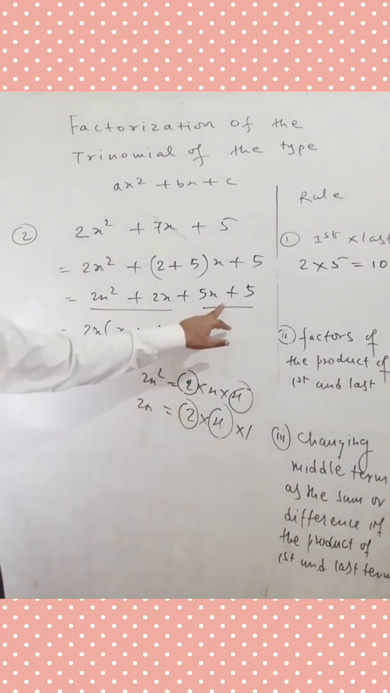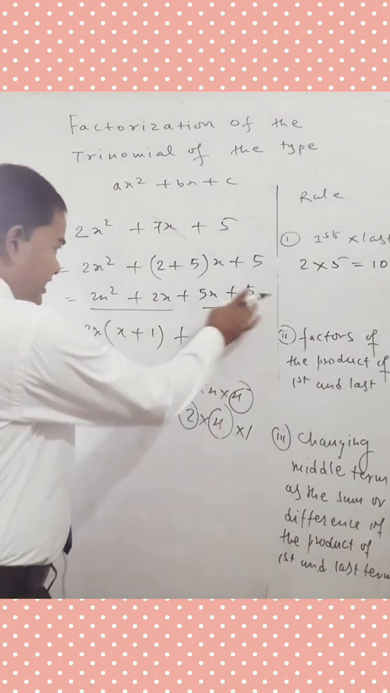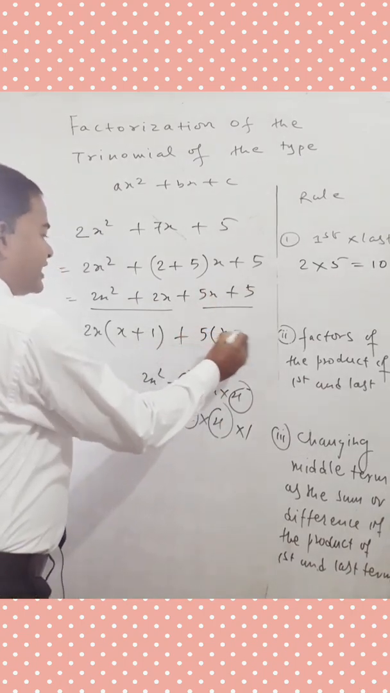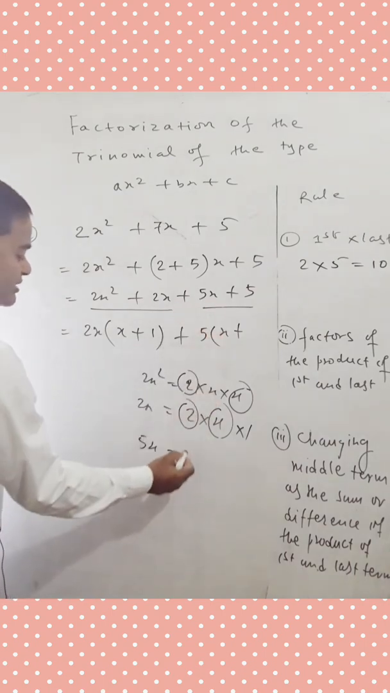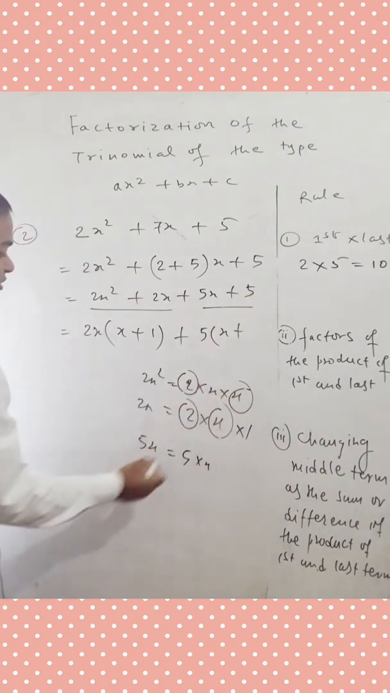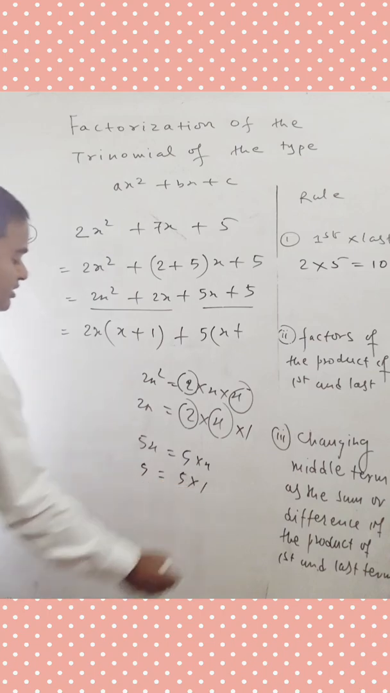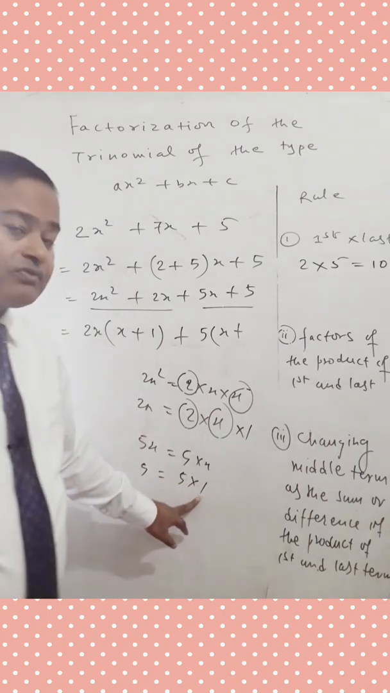So dear students, now let's take common from the second group. From the second group we can take 5 common. Then 5x we can write as 5 into x, and this 5 we can write as 5 into 1, because every number is a multiple of 1.